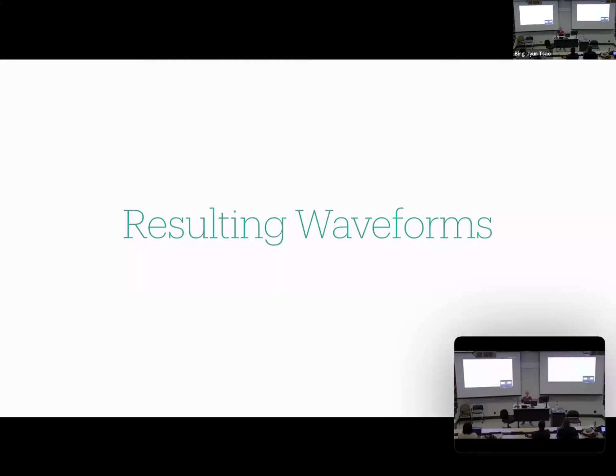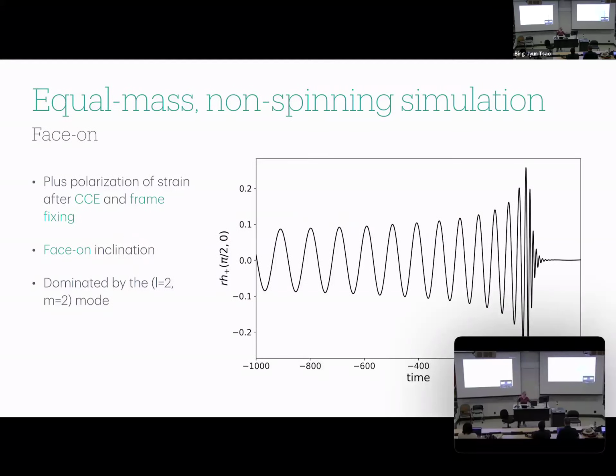All right, so now let's look at the results. Let's see what we get. Okay, so this is just an equal mass non-spinning simulation. It had separation 12. This is just the plus polarization of the strain in a face-on inclination. So it's mostly dominated by the 2-2 mode. This is, at least in my mind, if I just picture a waveform, this is the waveform that I see.